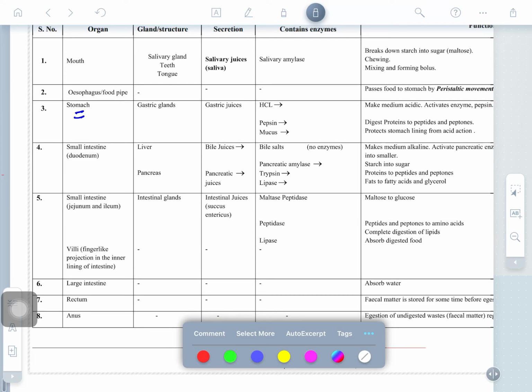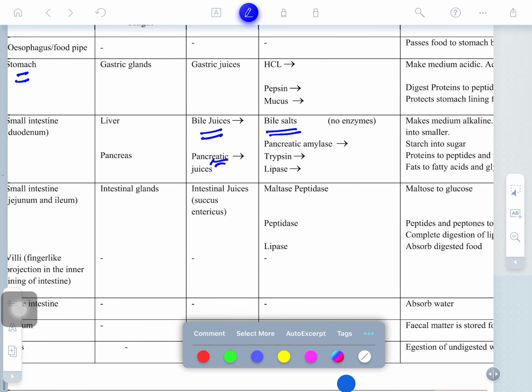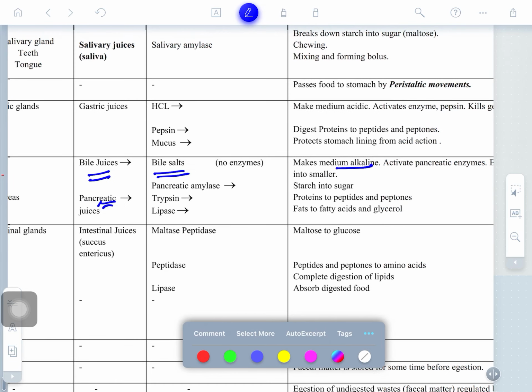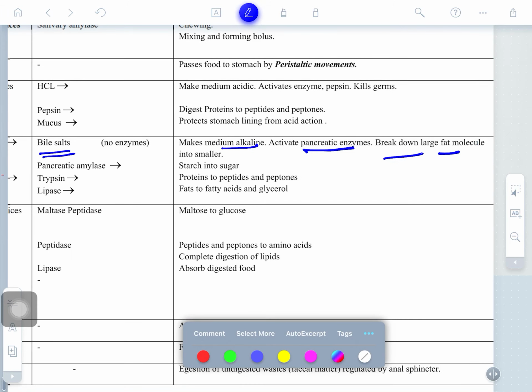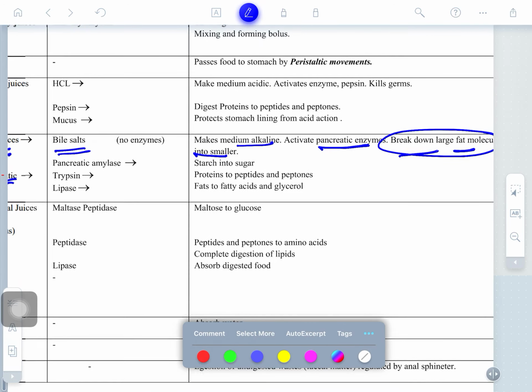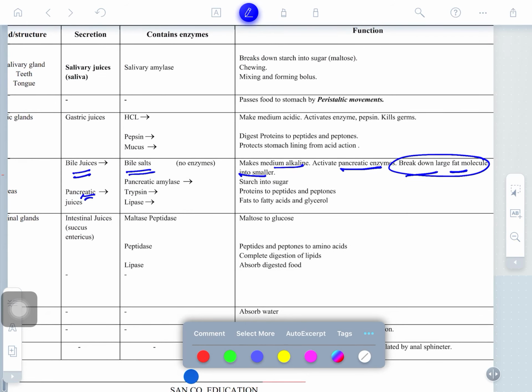It is connected with the liver and pancreas. Bile juice is secreted by the liver, and the pancreas secretes pancreatic juice. Bile salt is there, with no enzymes; it makes the medium alkaline, activates pancreatic enzymes and breaks down large fat molecules into smaller fat molecules. Obviously, if your pancreas is working properly, your fat molecules will be metabolized in your body and you will not get obesity. Pancreatic trypsin is the enzyme that digests protein to peptides and peptones, and lipase digests fat into fatty acids and glycerol.